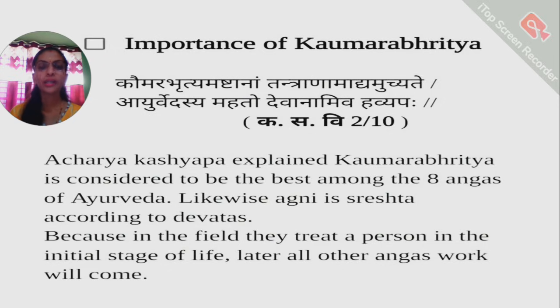Whereas Acharya Kashyapa didn't explain the definition, but explained the importance of Kaumarabhritya, why this branch is so important. Kaumarabhritya Mashtanam Tantranam Madhyamuchyate Ayurvedasya Mahato Devanamiva Havyapaha. That is Kashyapa Samhita Vimanasthana 2nd chapter 10th shloka. Acharya Kashyapa explained Kaumarabhritya is considered to be the best among the 8 angas of Ayurveda. Likewise, Agni is Shreshta according to Devatas. They compared Kaumarabhritya to Agni. As Agni is Shreshta according to Devatas, Kaumarabhritya is Shreshta among the 8 angas.